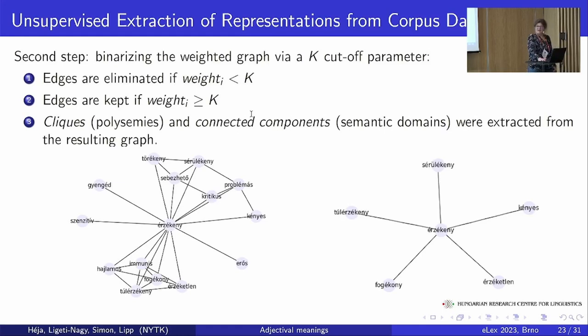The left one is with a lower k cutoff value. It's a more densely connected graph with a much richer microstructure, while the right one is a graph with a higher cutoff value.